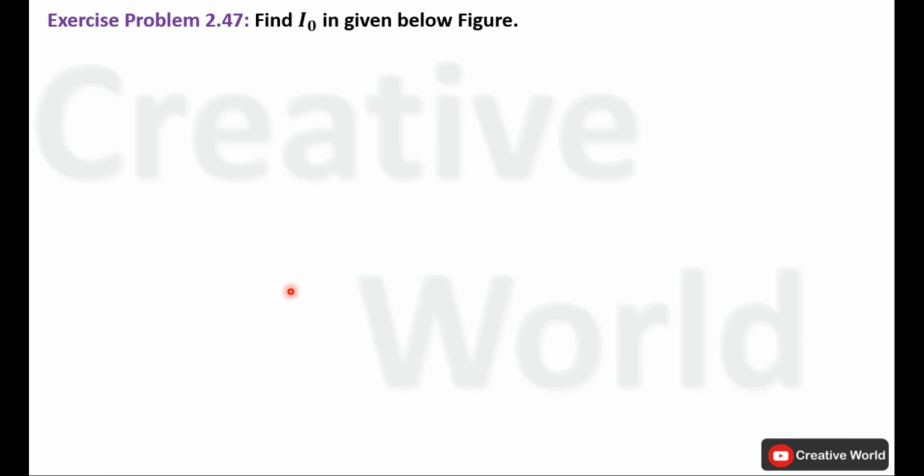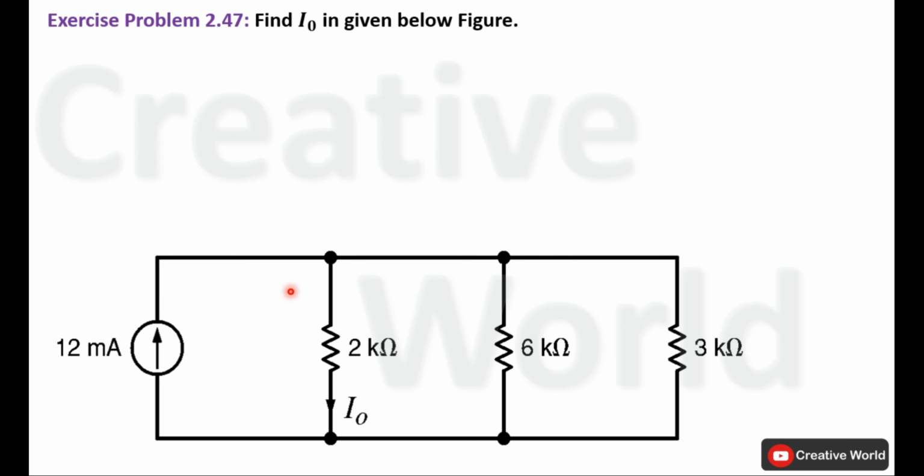Exercise problem number 2.47. Find I0 in the given figure. This is the circuit diagram of the given problem. We have to find the value of current I0 inside this network. So for the calculation of current I0, we will use the current divider rule. But before using that rule, we have to minimize this circuit.